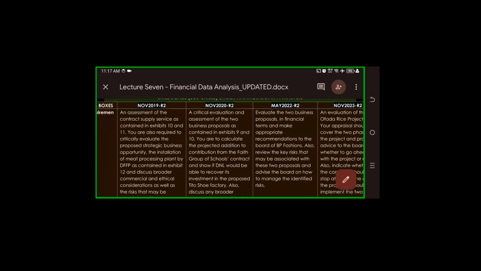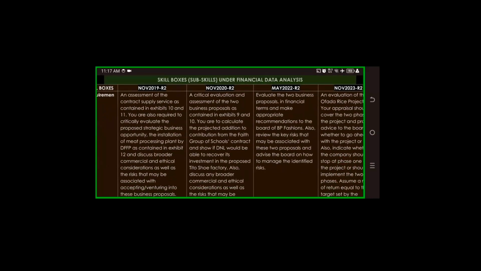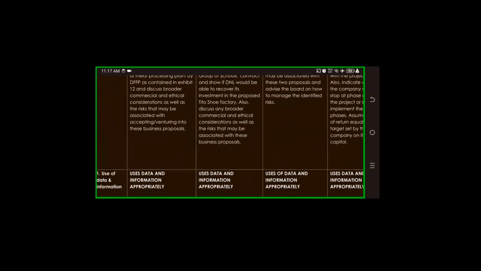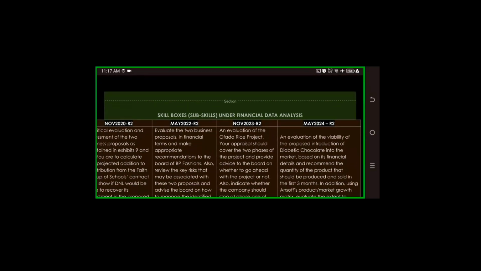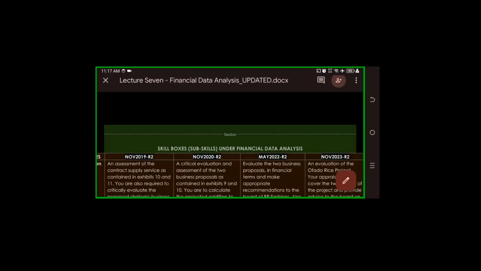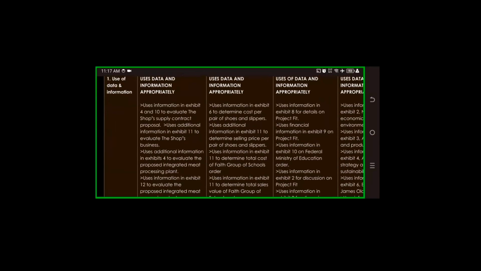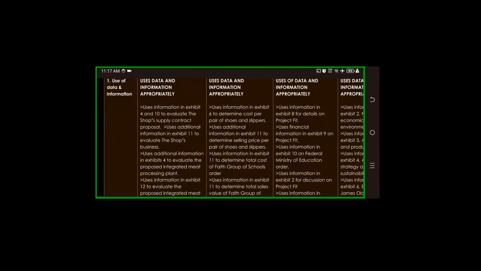These are financial data analysis requirements. I don't want us to take time to read everything, but let's see under those skill boxes or sub-skills, what they actually require from us.